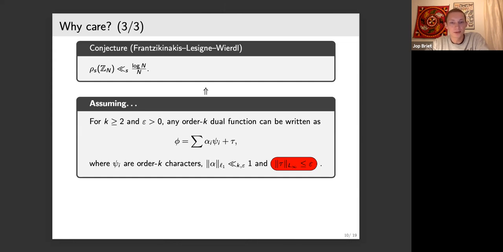The main motivation for this conjecture appears to be the expectation that order k dual functions can be decomposed, roughly speaking, as convex combinations of order k characters plus an error that's bounded everywhere, bounded in L infinity norm. We don't know this to be true, so I'm saying this is an assumption.